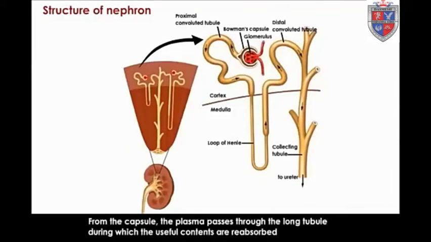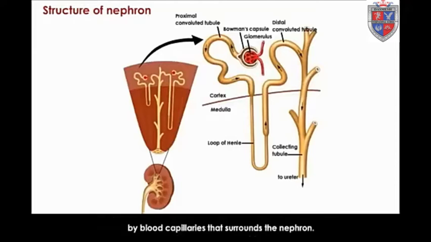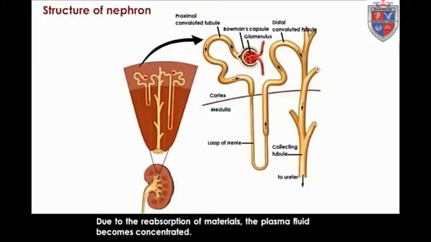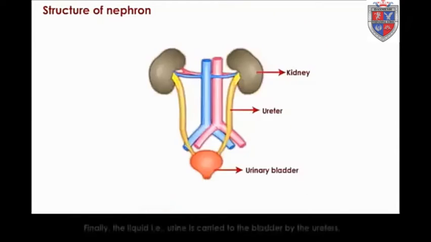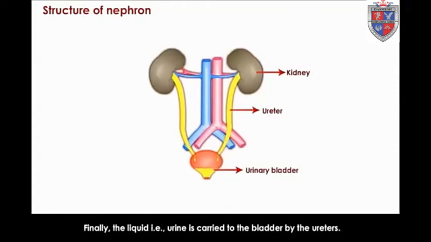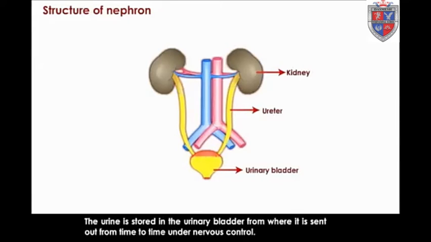salts. From the capsule, the plasma passes through the long tubule, during which the useful contents are reabsorbed by blood capillaries that surround the nephron. Due to the reabsorption of materials, the plasma fluid becomes concentrated. While it is passing down, the liquid undergoes considerable changes. Finally, the liquid, that is urine, is carried to the bladder by the ureters. The urine is stored in the urinary bladder, from where it is sent out from time to time under nervous control.